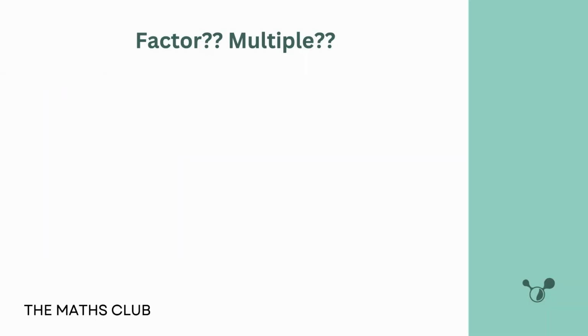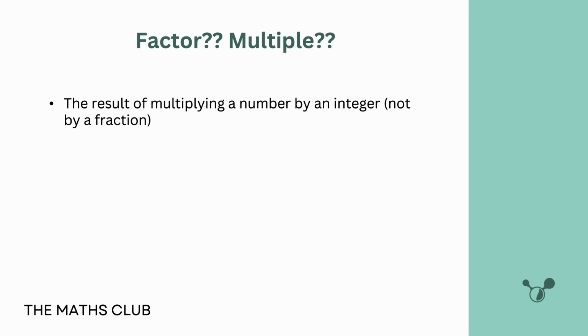So let's see what the note is actually saying. So it says the result of multiplying a number by an integer, right? So what we get will be a multiple. So if I have a number 5 and I'm multiplying by an integer, first time 1, second time 2, third time 3, the result is going to be a multiple, right? And remember the integer, right? Integer, not by a fraction. Note that.